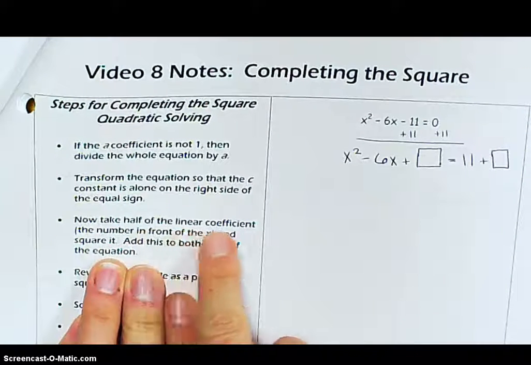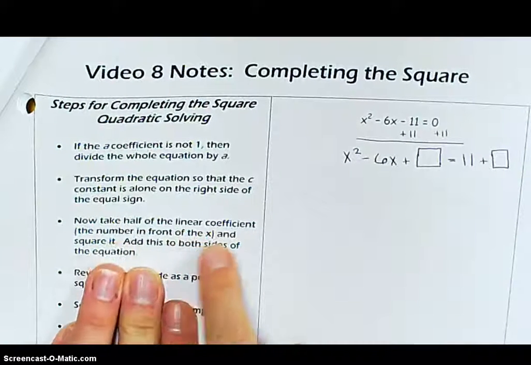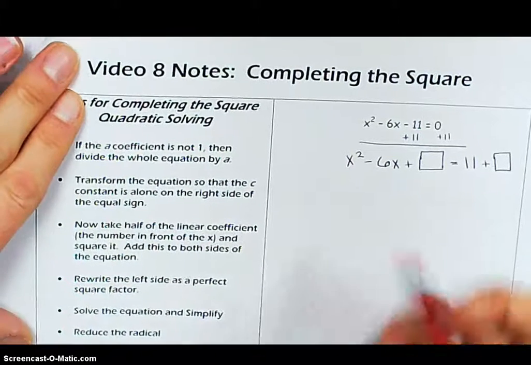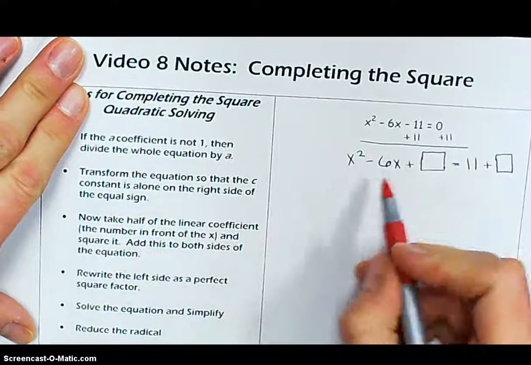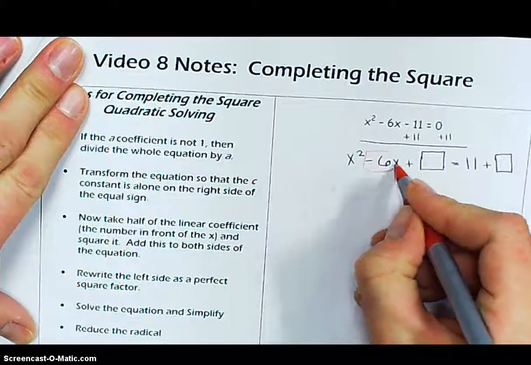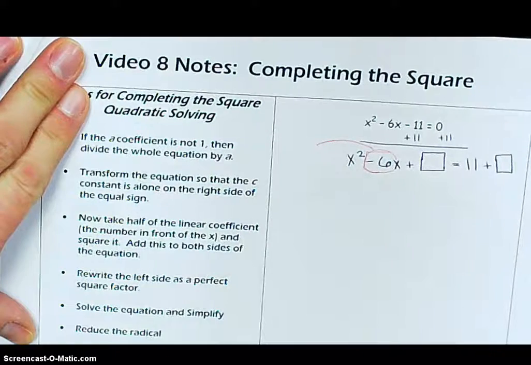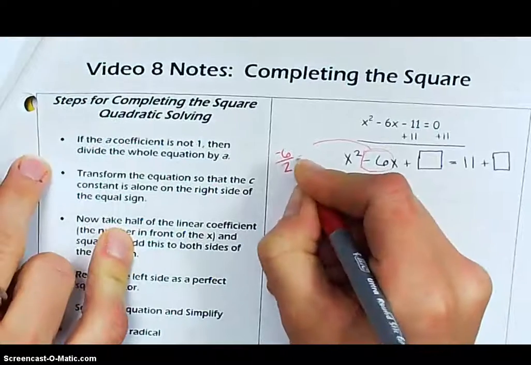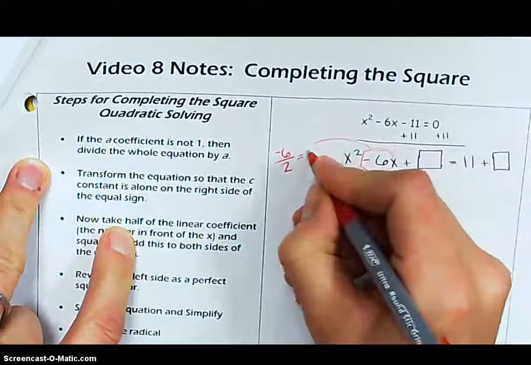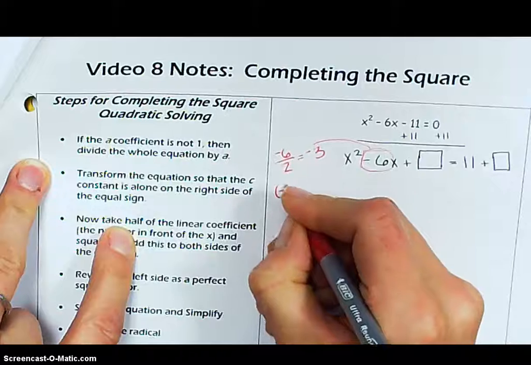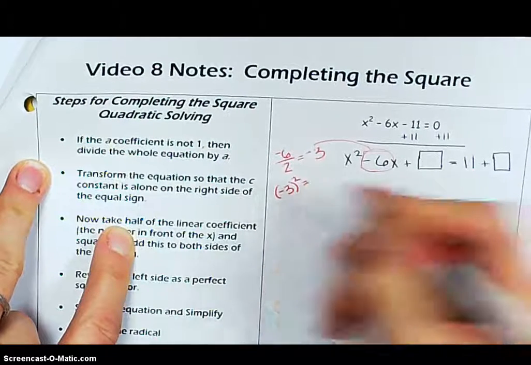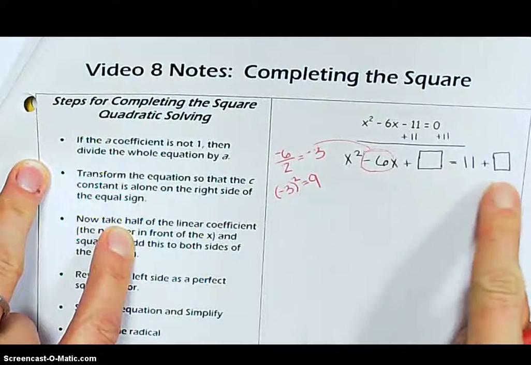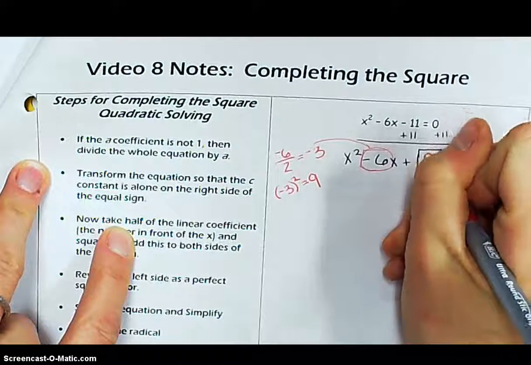Now take half of the linear coefficient, the number in front of the x, and square it. Add this to both sides. Okay, so we're going to look at this equation here. We're going to take the linear coefficient, the number in front of the x, which is a -6, and take that off to the side. We divide it by 2, so you take half of it. -6 divided by 2 is -3. And then you're going to take that -3 and square it. So what's -3 times -3? +9. So inside both of these squares, we're going to put a 9.